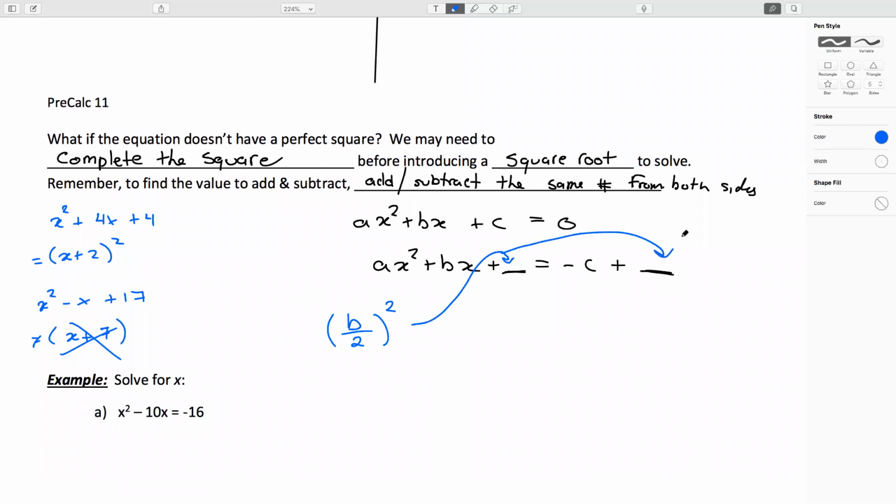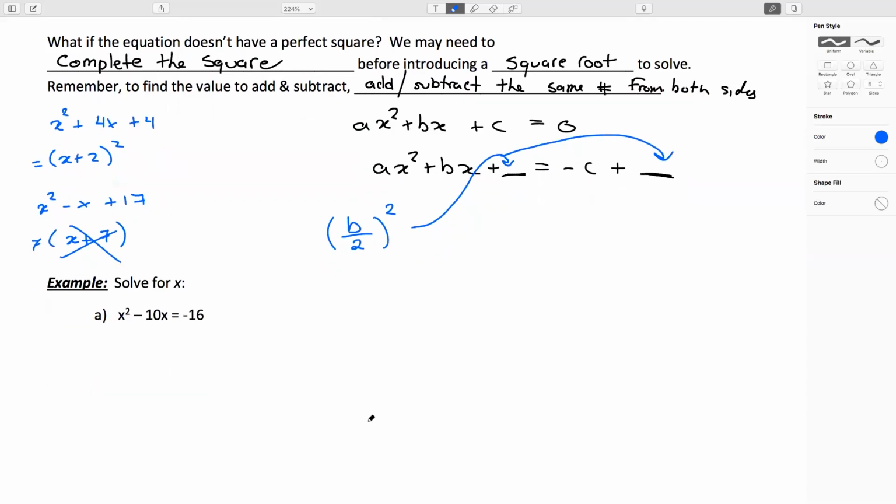And you've got to do it this way because it will always work. It's going to seem kind of weird the first time you do it, but the reason for it is pretty sound. It's because when you go to FOIL your brackets out, you're going to be doubling your middle term, which is why we're dividing our middle term by 2 to figure out what to add as our final term. So let's walk through an example of this.